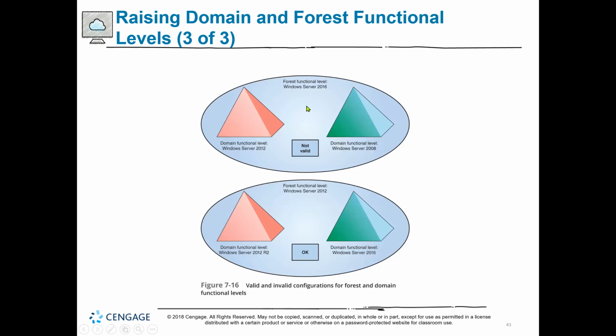So here's your example. Domain functional level Server 2012. So basically it's saying what it said there before. You can't raise it to a lower level. But if you go from 2012 to 2016, it'll say okay.